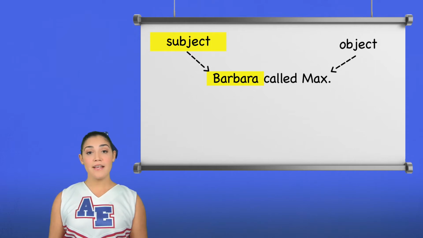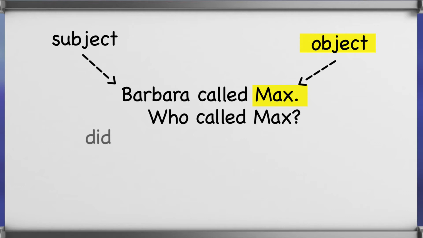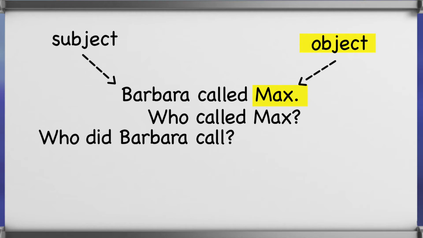When we ask a question about the subject, Barbara, we don't need did in the past. We just use the past tense or the second form of the verb. For example, Barbara called Max. Who called Max? But when we ask about the object, Max, we use did and, of course, the first form of the verb. For example, Barbara called Max. Who did Barbara call? We want to know about Max, or the object that received the action. For that, we use did and the first form of the verb.